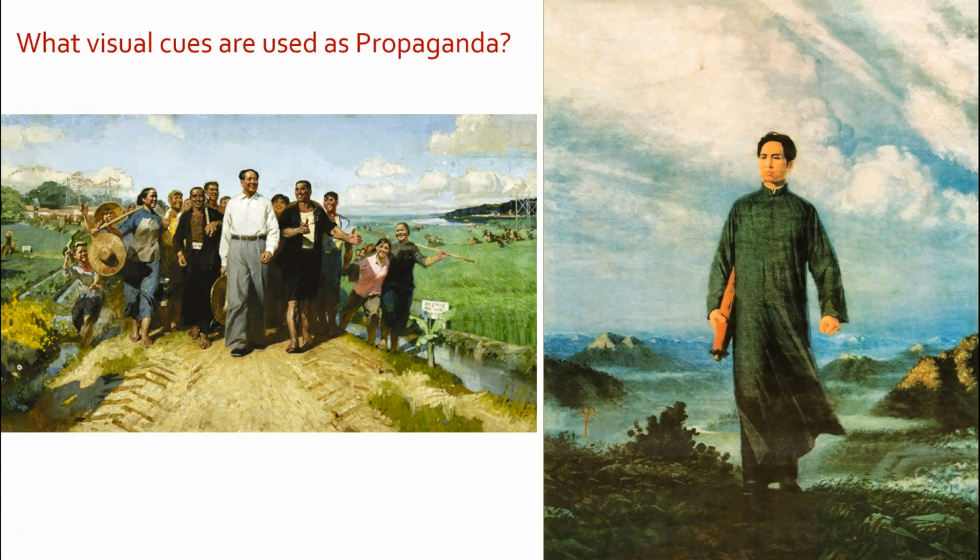Okay, so I like to put this image next to the one on the left, which is a painting of Mao. They have similarities, differences, but I'd love for you to take a second, stop the video, and chat about what are some of the things that you see that could be symbols that are trying to tell us something about Mao and his role.